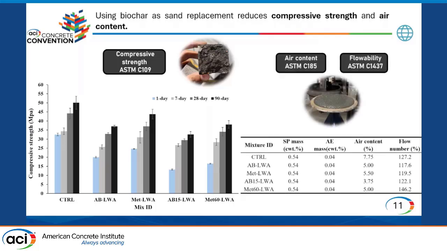We also measure air content and flowability according to ASTM standard. So here's a table showing the flow number and air content for mixtures studied in this study. At the same admixture content, I mean by admixture, superplasticizer and air-entraining admixture, we saw that using biochar will reduce air content, which is attributable to the fact that biochar is mostly carbon, and carbon absorbs air. Regarding flow number, more specifically in the case of unground biochar, we see a reduction, but in ground form, we could also see some improvement.